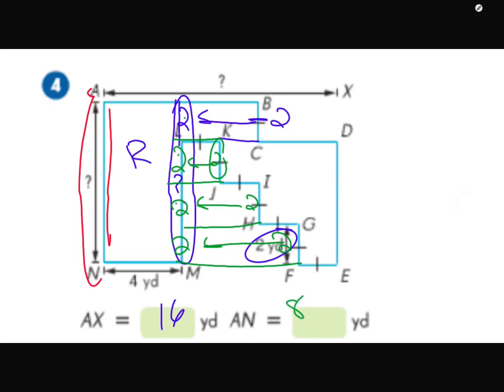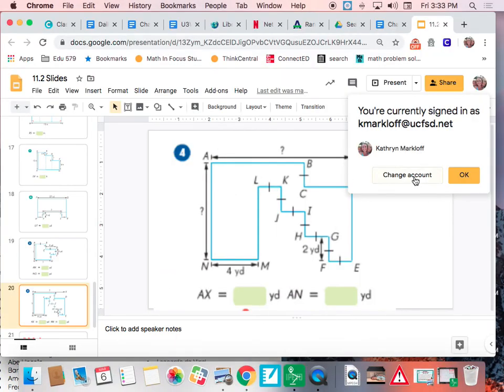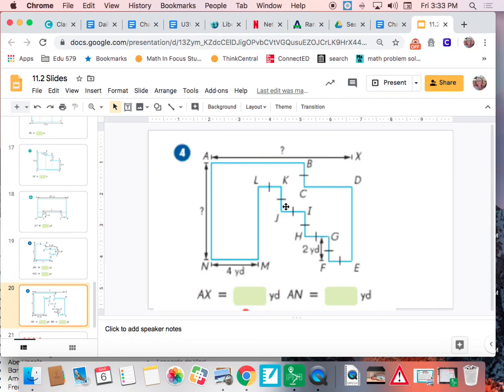All right, so we are going to continue practicing these composite figures. What I need you to remember is that you need to break apart the composite figure into squares and rectangles and use what you know about squares and rectangles to find the unknown sides.